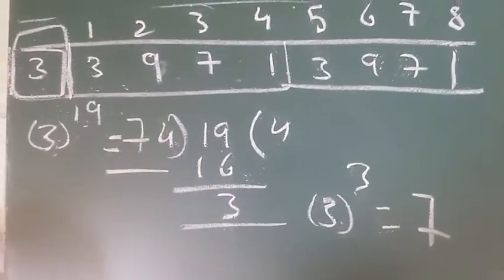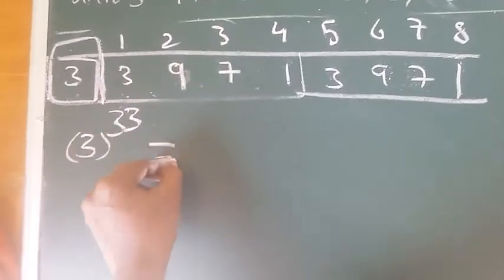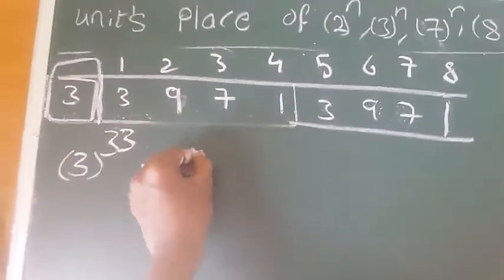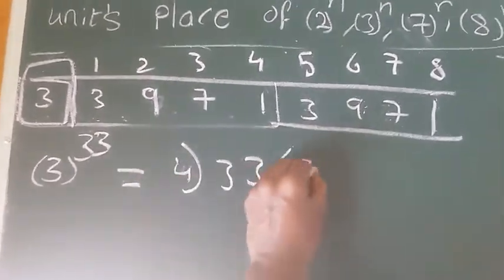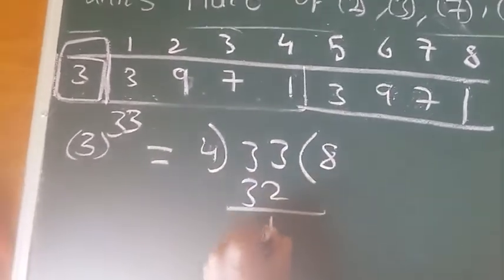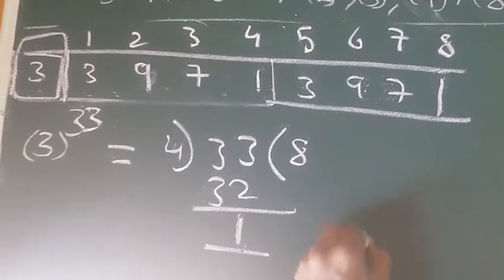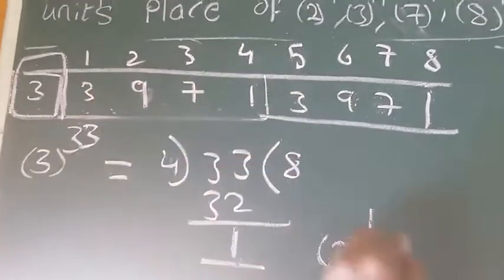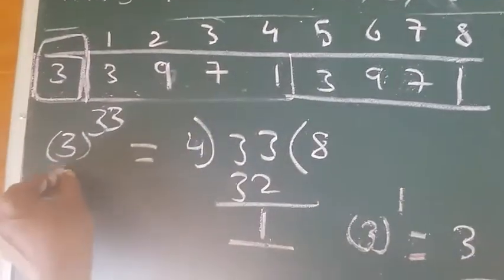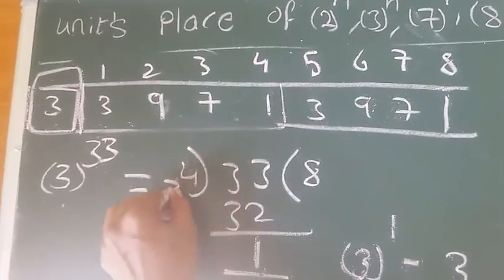Let us take one more example. Next example is 3 power 33. Here the power is 33. Divide the power 33 by 4. 4 eights are 32. Remainder is 1. When you have remainder 1, we have to check 3 power 1's units place. 3 power 1's units place is 3. So 3 power 33's units place is also 3.